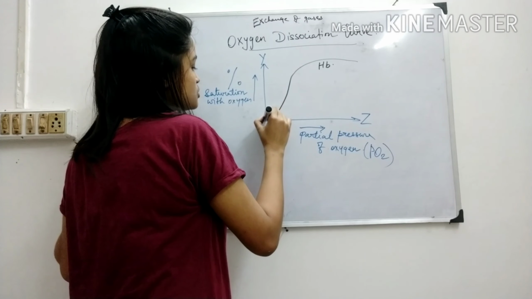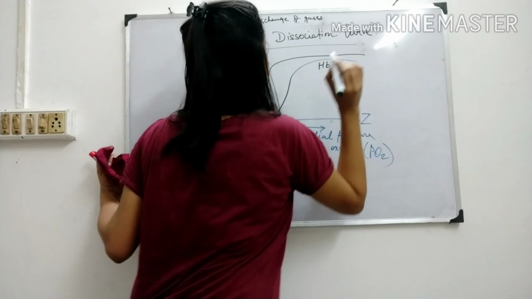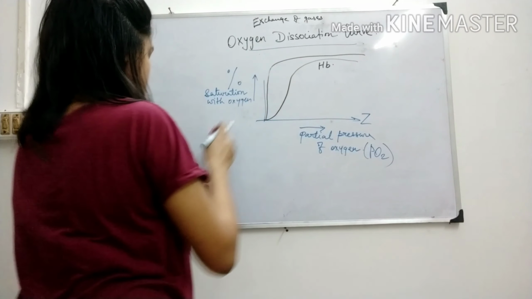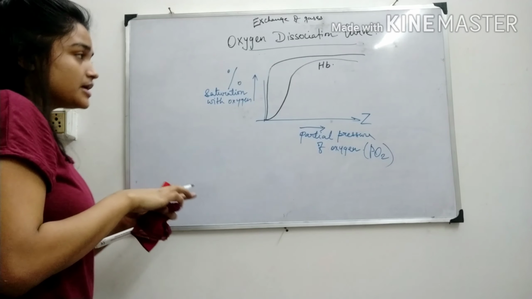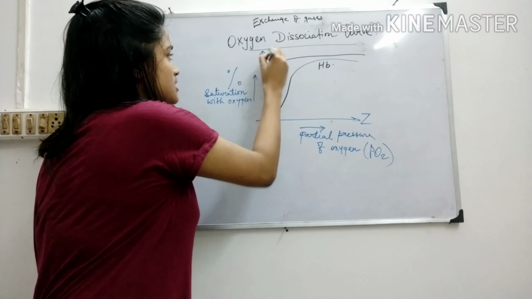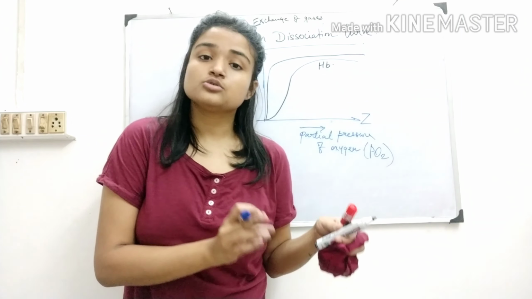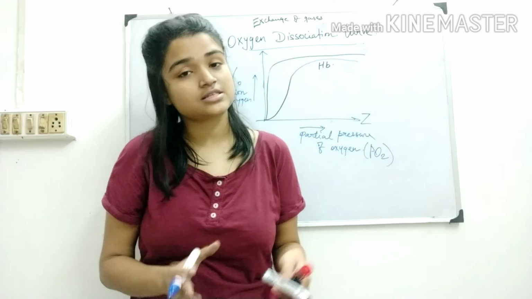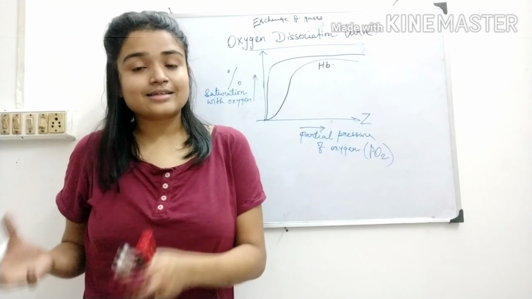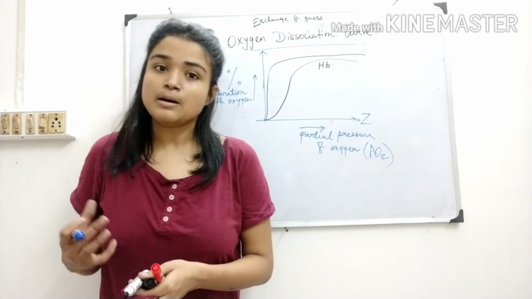In case of myoglobin, the curve is hyperbolic in nature. One more thing about myoglobin: in the skeletal muscle, hemoglobin bound to oxygen transports oxygen to the myoglobin, and myoglobin stores oxygen in it. When muscular activity is high, this oxygen is required to provide energy to the muscles.